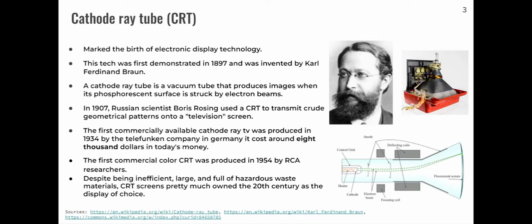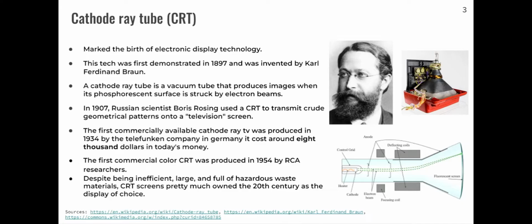So moving on to cathode ray tube or CRT. So most of us remember these big and bulky monitors that were on every computer desk in the 90s and 2000s. We also saw the TV in our living room in our childhood. So these were called cathode ray tubes or CRTs and were the earliest forms of electronic displays. This tech was first demonstrated in 1897 and was invented by Carl Ferdinand Braun. Braun was a Nobel Prize winning physicist and inventor.